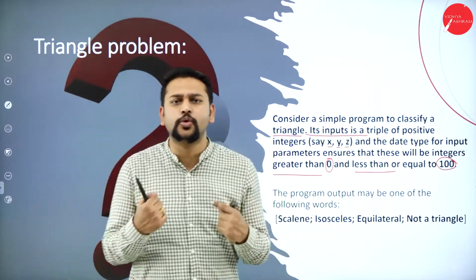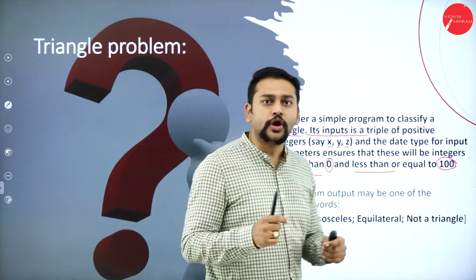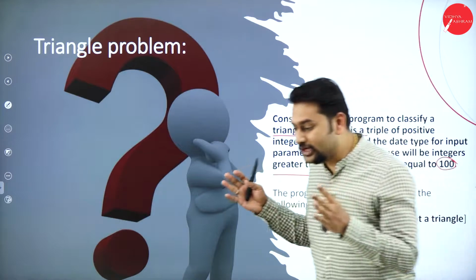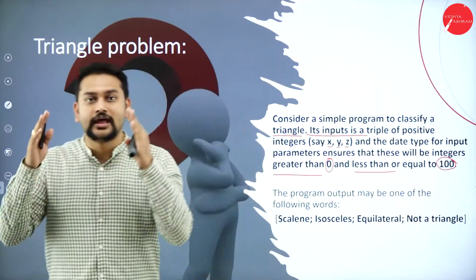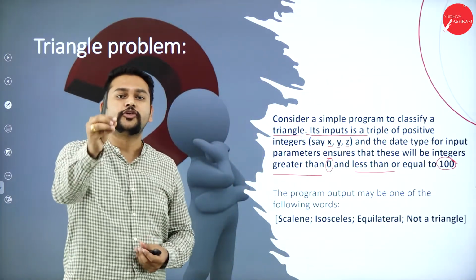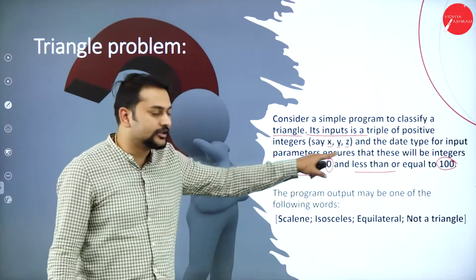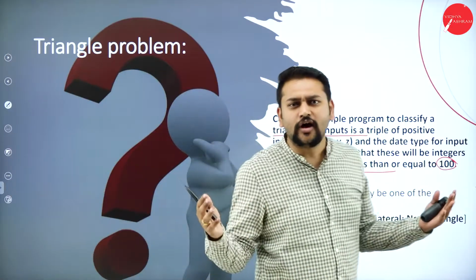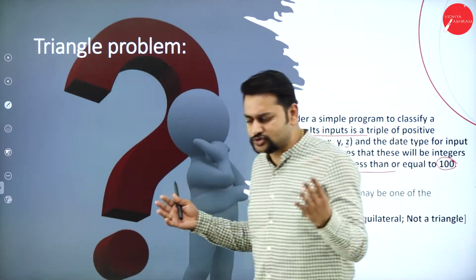My input value, if I'm entering for A, should be within 0 to 100. That's what you need to observe. Even for B and C, whenever I'm entering the value for A, B, C, I have to enter within this range. That's what you need to remember. Otherwise, I will call it invalid.